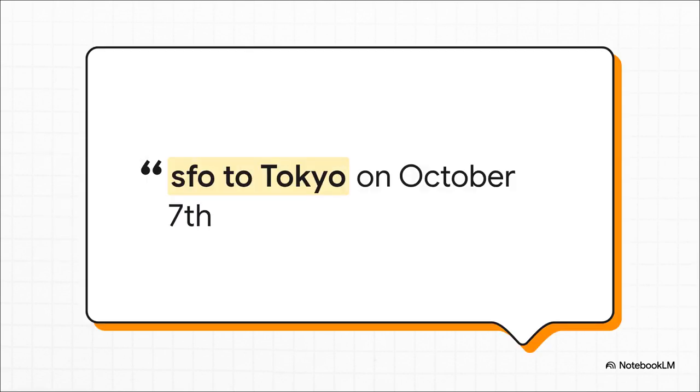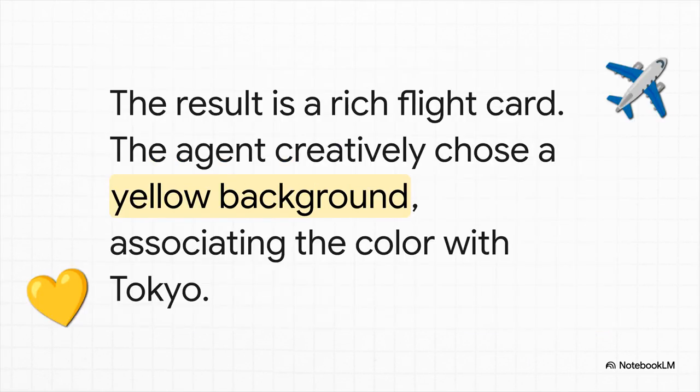All right, time for our second test run. This time, we're aiming for the flight agent with its brand new visual powers. The prompt is SFO to Tokyo on October 7th. And would you look at that? The result isn't just text anymore. It's this beautiful, rich flight card.